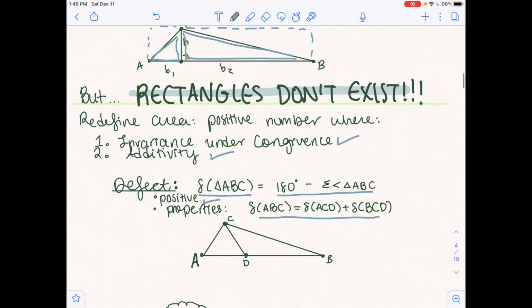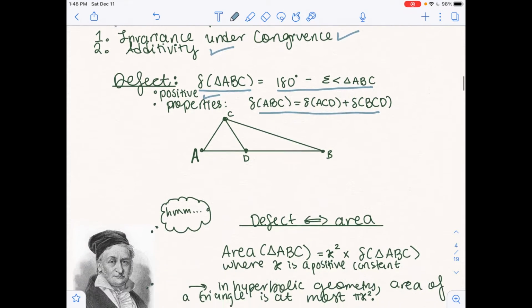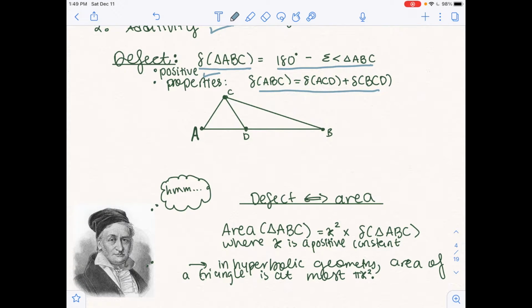Therefore, additivity holds. Gauss noticed at a young age that the defect's definitions and properties match the redefined definition of area for triangles in the hyperbolic plane. He then concluded that the area of a triangle, say ABC, is equal to kappa squared times the delta of ABC, where kappa is a positive constant. Therefore, in a hyperbolic geometry, the area of a triangle is at most pi kappa squared.